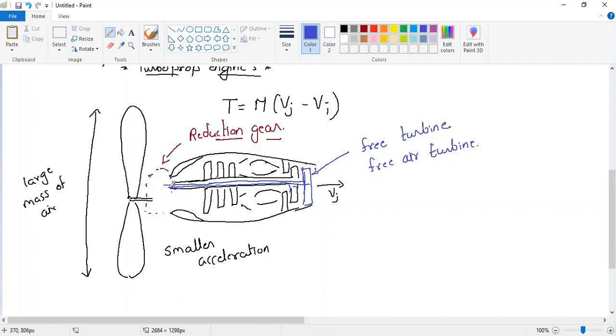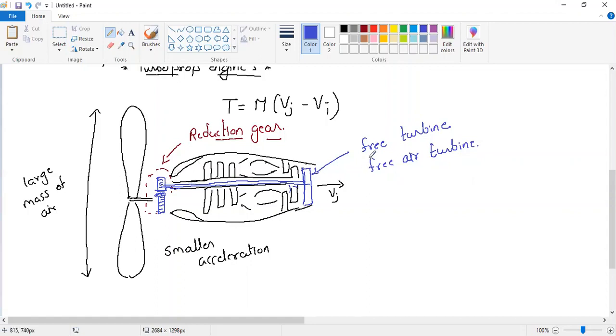So I can take this spool over here and have a reduction gear here, same working, no other difference. Understood? So instead of having the compressor directly connected to the propeller, I will have a free air turbine.